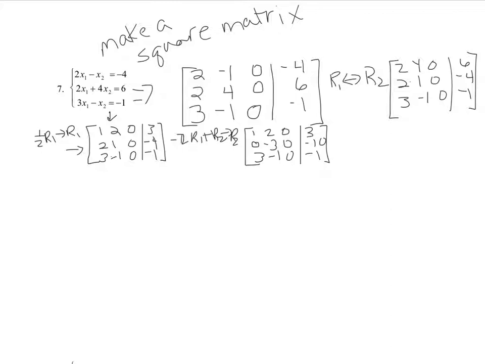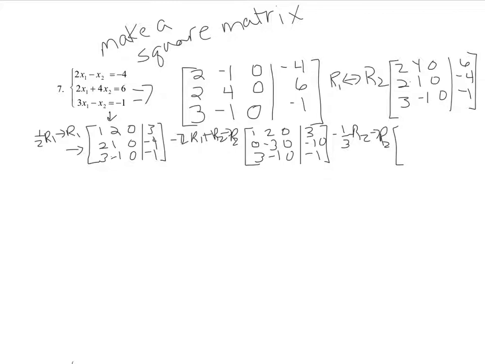All right, what I would like to see happen now is for, in the second row, I want that negative 3 in that second position to become a positive 1. To make that happen, I can multiply a negative 1/3 times row 2. And that will be my new row 2.